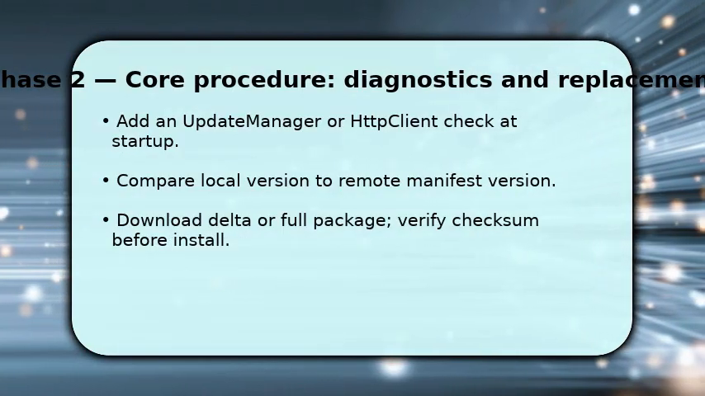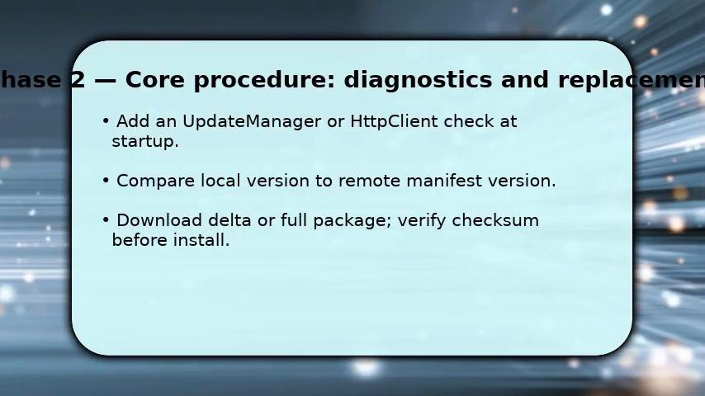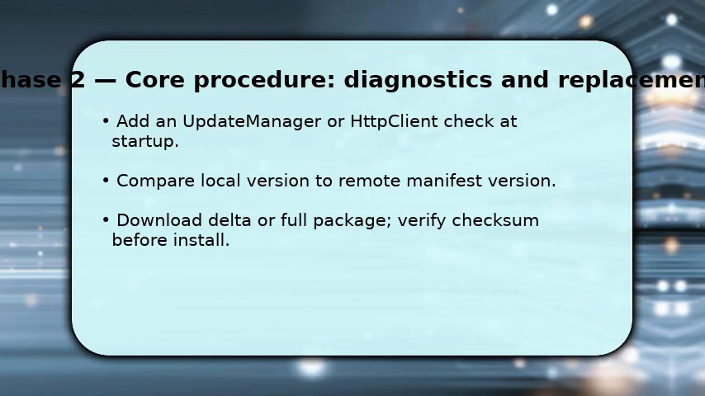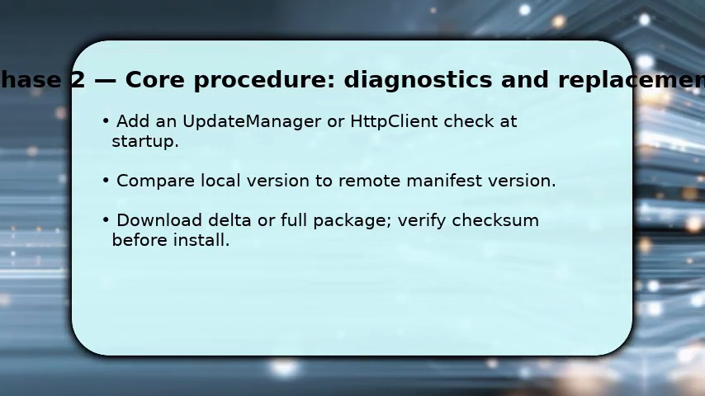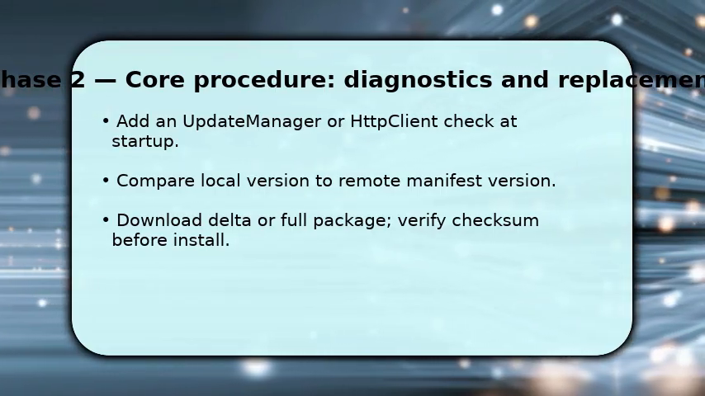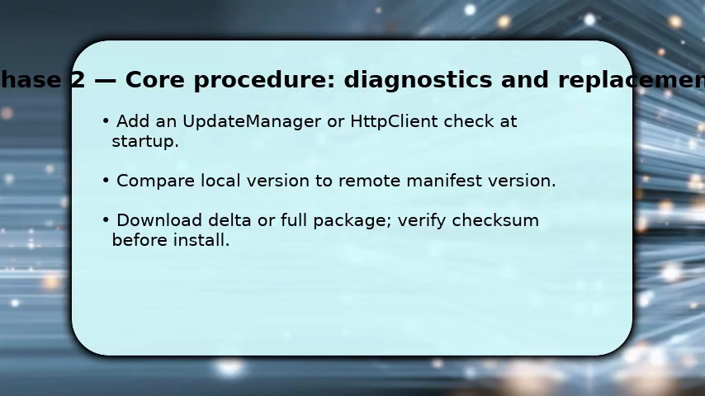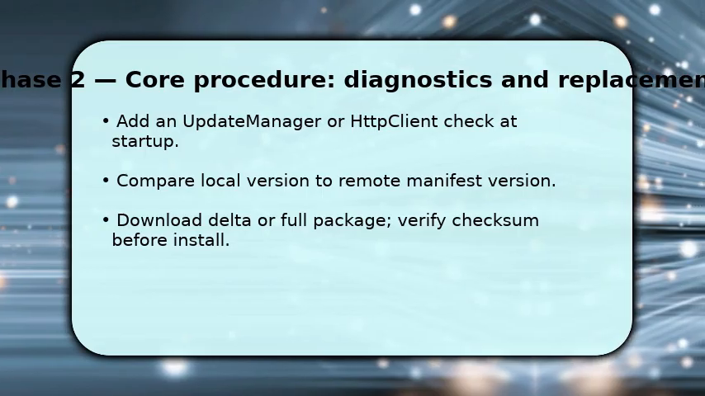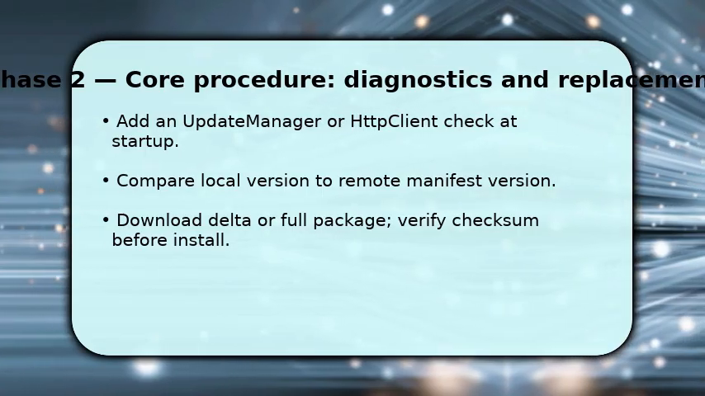You add an update manager call or an HTTP client request that fetches a JSON manifest, then compare the remote version to Application.ProductVersion. If newer, download the package. Once downloaded, verify integrity with a checksum or signature. If valid, run the installer or apply delta patches while locking files as needed.